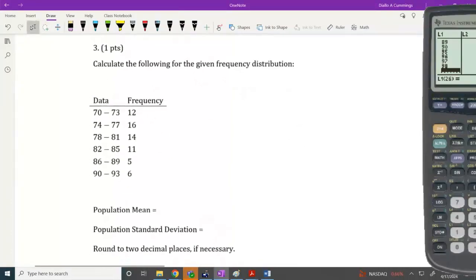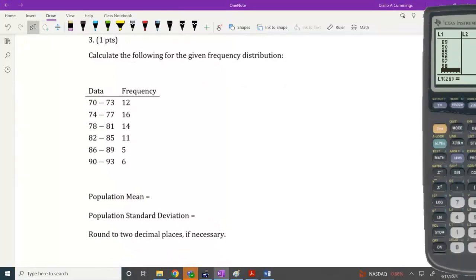Okay, next we're asked to calculate the following for the given frequency distribution. So here we have a frequency distribution and we want to pull out the population mean and the population standard deviation. So now in order to find the population mean and the population standard deviation for this frequency distribution, we have to add another column, which is the midpoint.